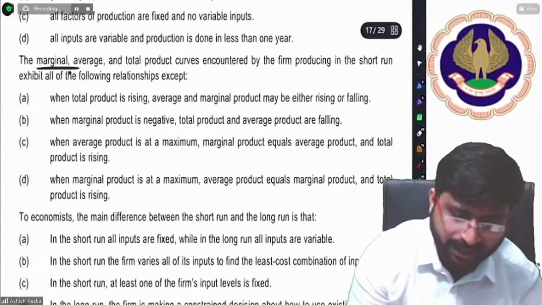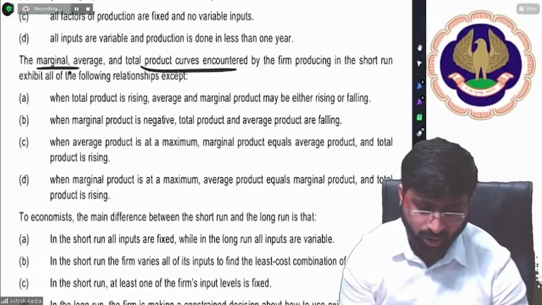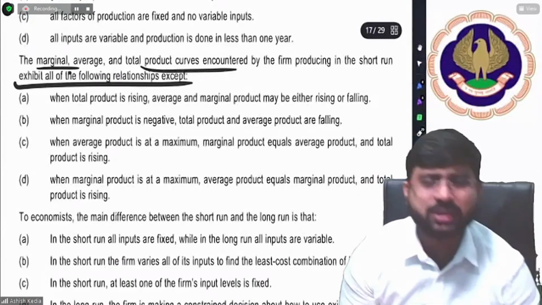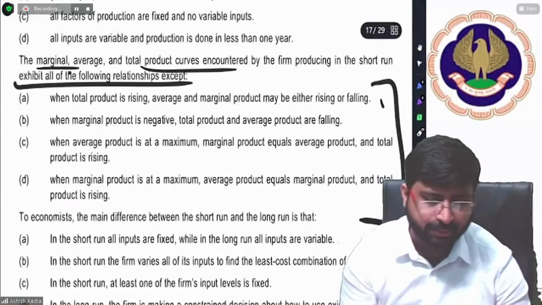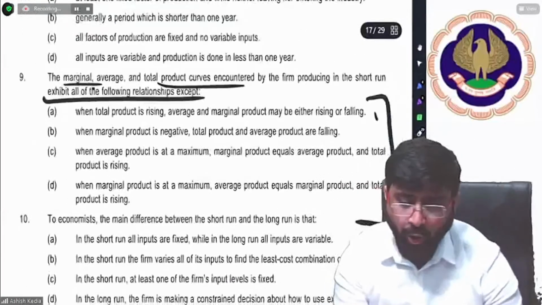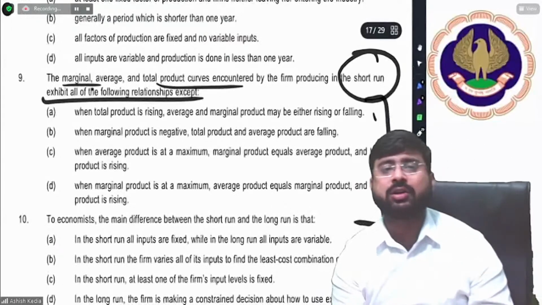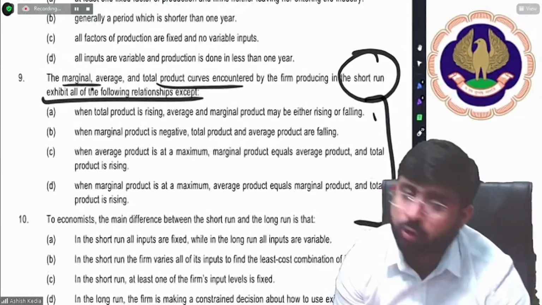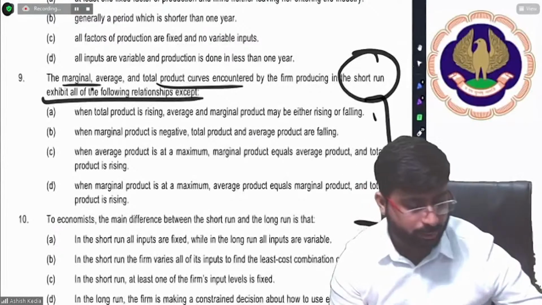See, the marginal, average and total product encountered by a firm in the short run exhibit all the following relationships except, read all the four and tell me, guys, which relation is not true in the short run. They are talking about the short run. It is written here, short run. Which of the following relations is false in the short run? Not holding true. Come on.